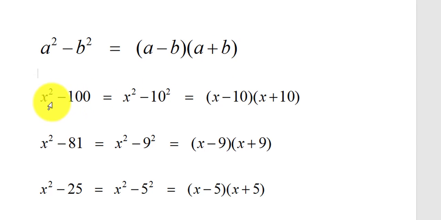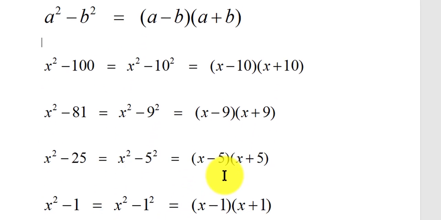And then if you look at it, let's say we had x squared minus 100. Well, what's the square root of 100? It's 10. So this is really saying x minus 10, x plus 10. Or you could think of this as x squared minus 10 squared, and then we follow the same identity up here. x minus 10, x plus 10. If you look at 81, that's going to be 9 and negative 9. 25 is 5 and negative 5.